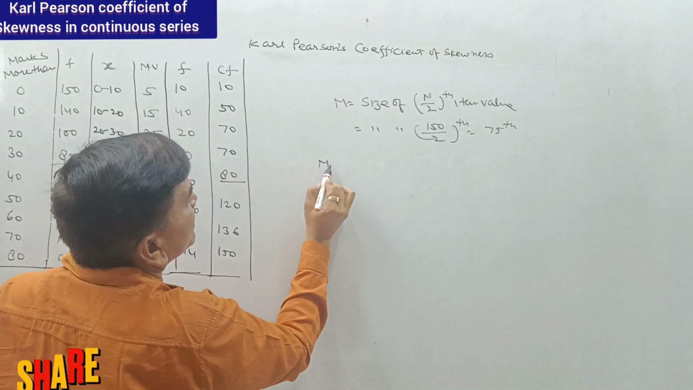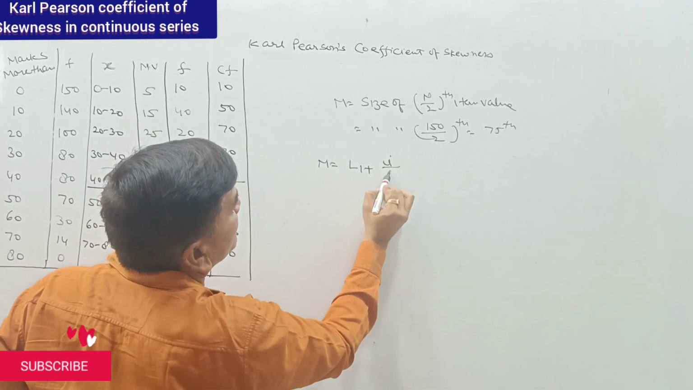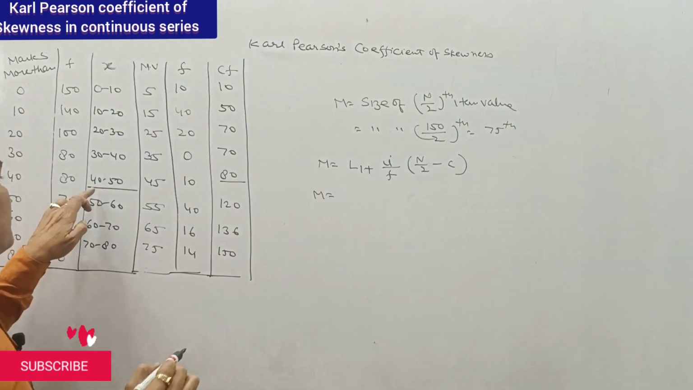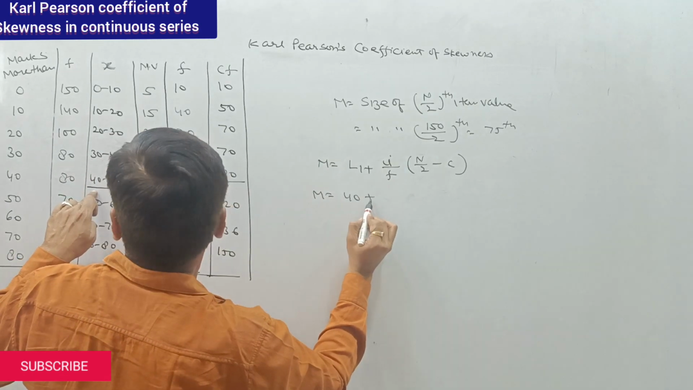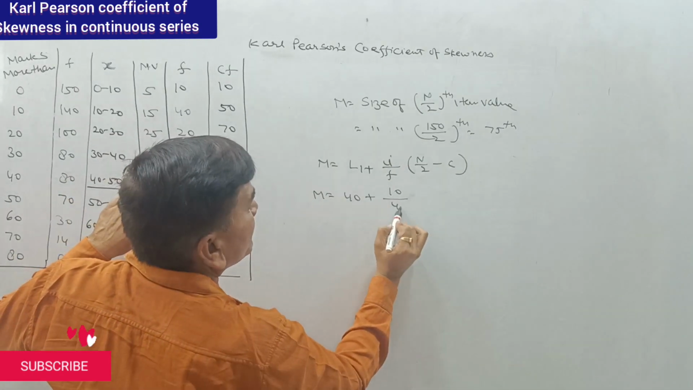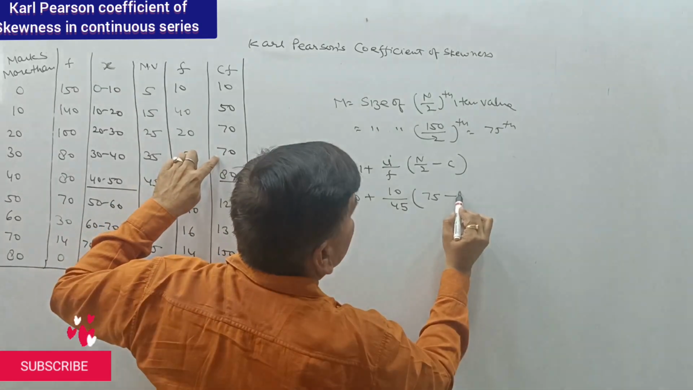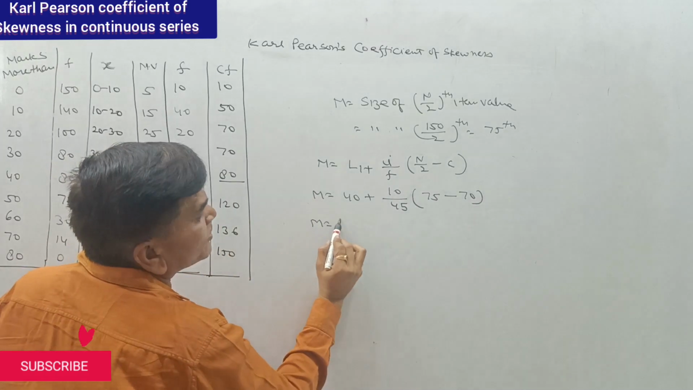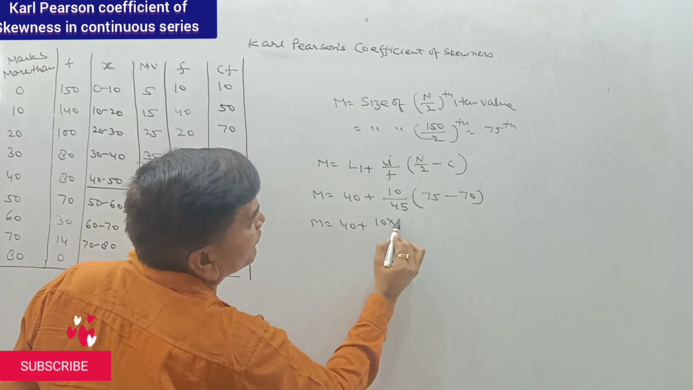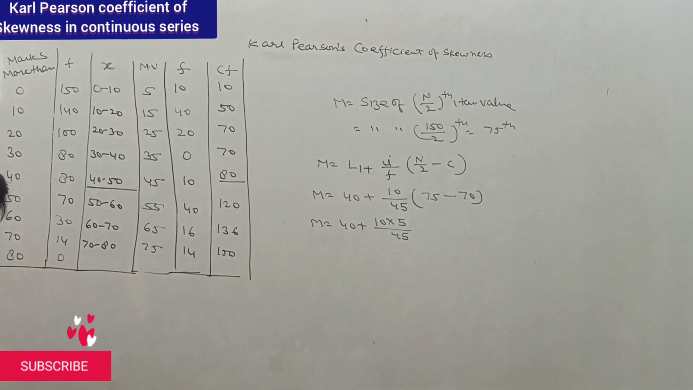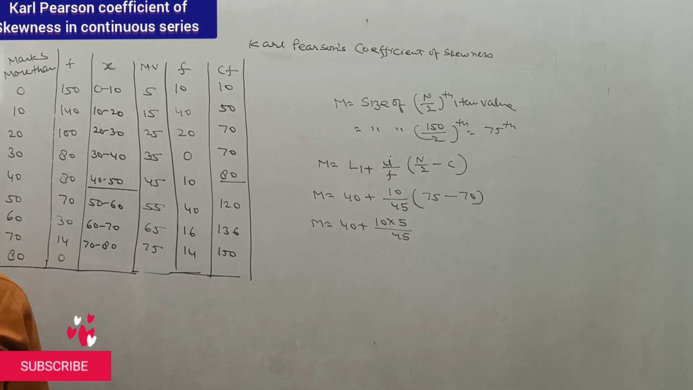So the value of median is L1 plus h upon f times n by 2 minus C. So the value of median is 40 plus h is 10, f value is 45, n by 2 that is 75 minus pre-cumulative frequency that is 70. So the median value is 40 plus 10 multiplied by 5 divided by 45, that is 50 divided by 45 plus 40, 41.11.